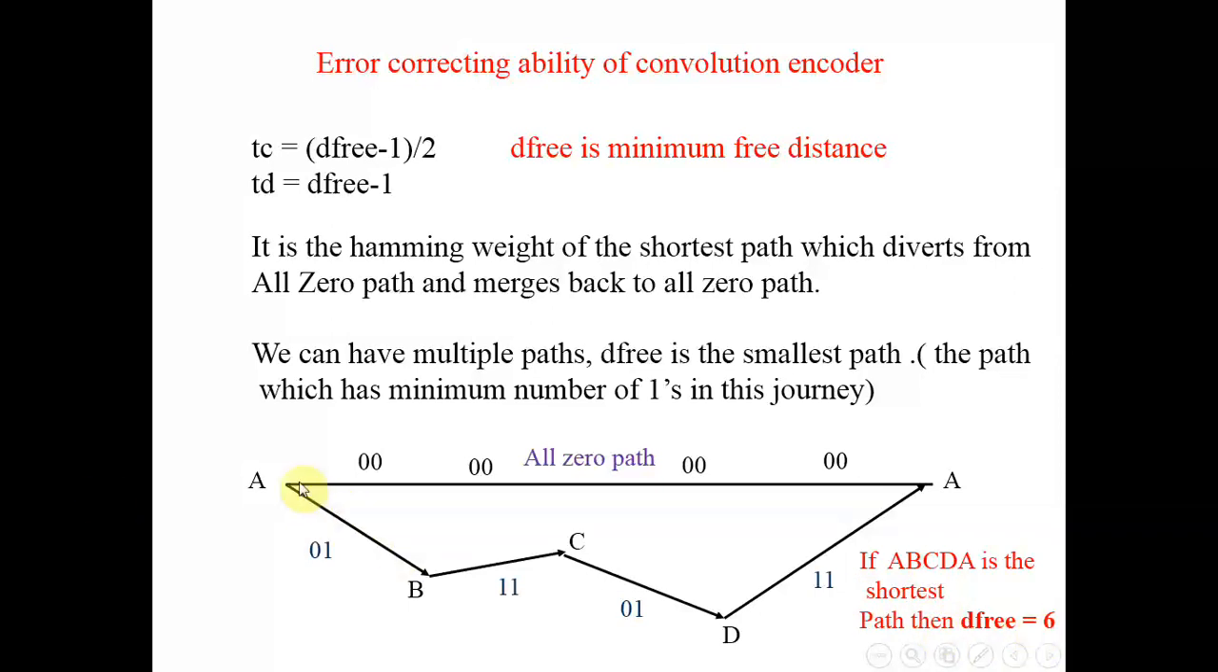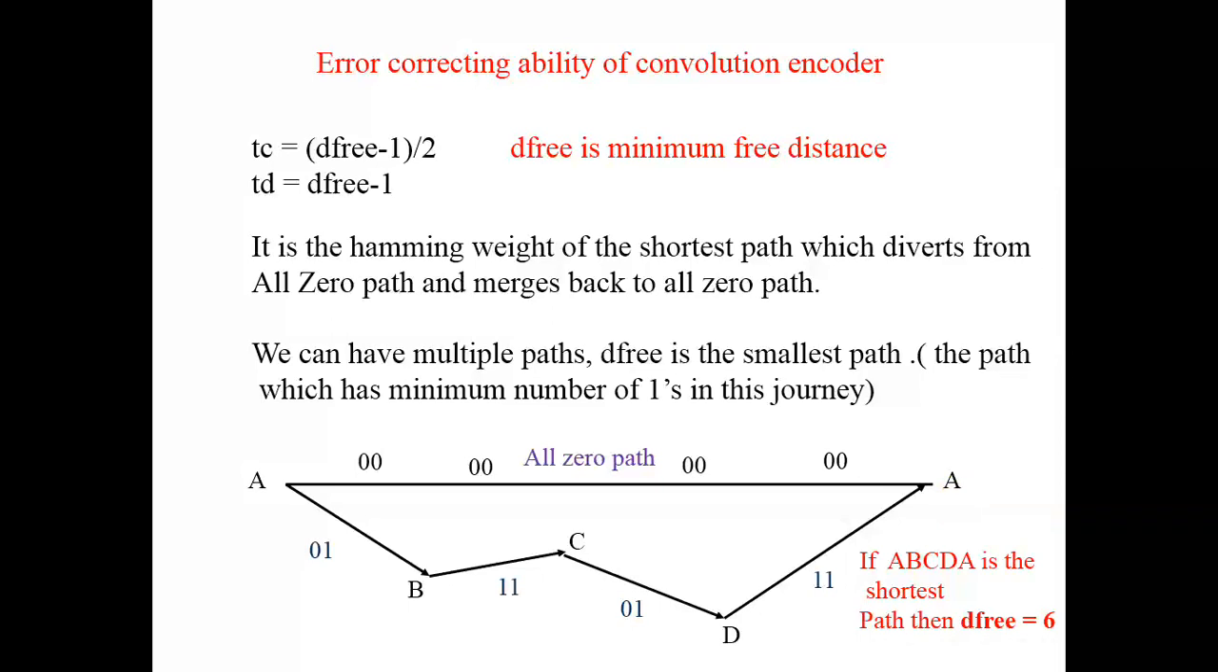Shortest in the sense that you might have another path which has 7 ones during the transition. You may have another path which can have 8 ones in the transition. So you calculate all such paths, and for each path you calculate the number of ones you get when you go along that particular path and when you come back to A. And the minimum value of the number of ones, the path which gives you that value is the shortest path, and that total number of ones is your D free.